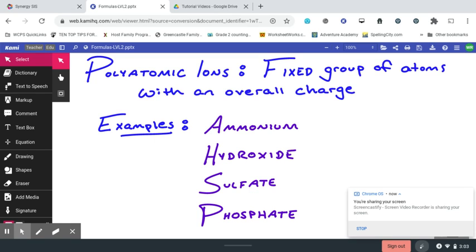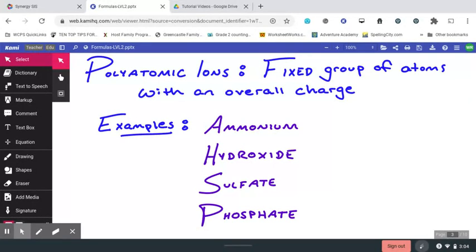Hey guys, I'm going to be showing you today how to deal with polyatomic ions in formula writing. The thing about polyatomic ions that separates them from monoatomic ions is, as it would imply, you're dealing with more than one atom that has an overall charge. They are a fixed group of atoms, meaning that they occur in fixed ratios. So you'll never see subscripts change, and I'll show you that in a moment. Fixed group of atoms with an overall charge.